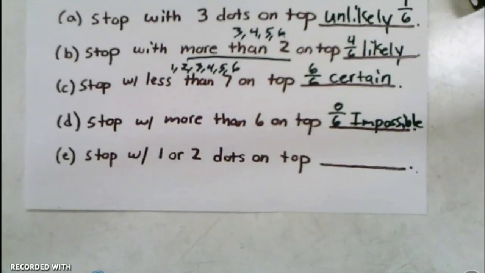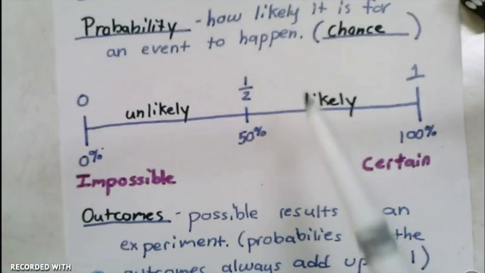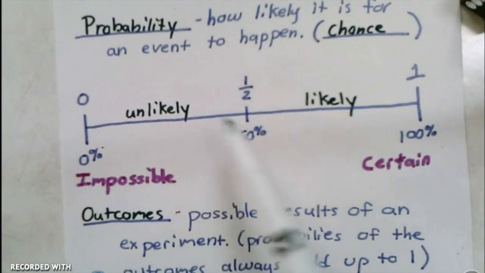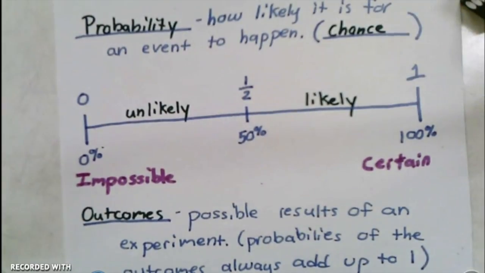All right, why don't you go ahead and do E on your own? What is the probability that it would stop with a 1 or 2 dots on top? So figure out which cases would have 1 dot or 2 dots, put it over 6, and then decide if you think that that is impossible, unlikely, 50%, likely, or certain.